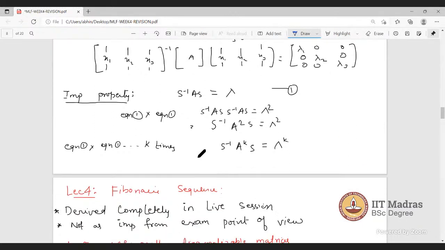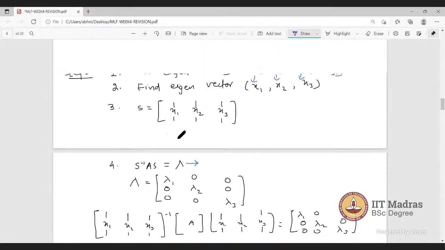Now one important property that sir has covered in the lecture. Suppose we have a diagonal matrix which we obtain like this, S inverse AS. Let us call it equation 1. Then suppose I multiply equation 1 with itself. I get S inverse AS into S inverse AS, which is capital lambda square. Why is it so? Because S into S inverse becomes I, and A remains, which gives A square. Similarly, if we multiply equation 1 k times, we get S inverse A to the power k S, which equals lambda to the power k.